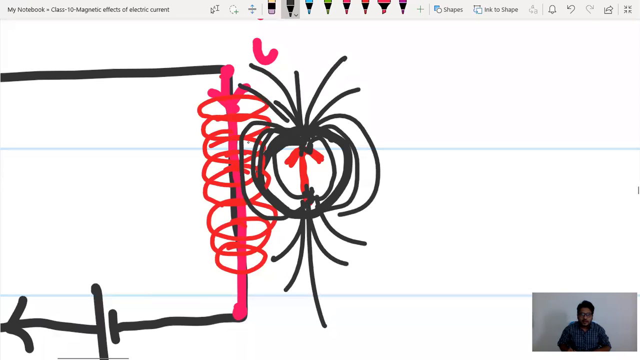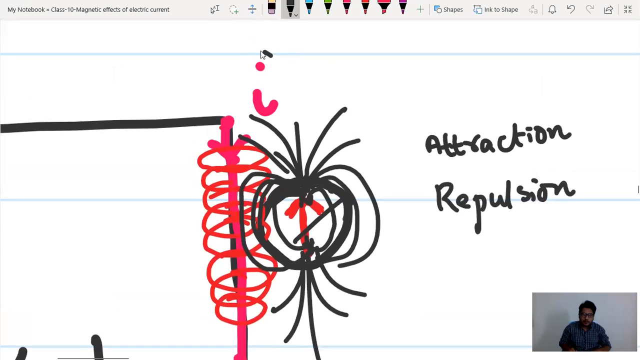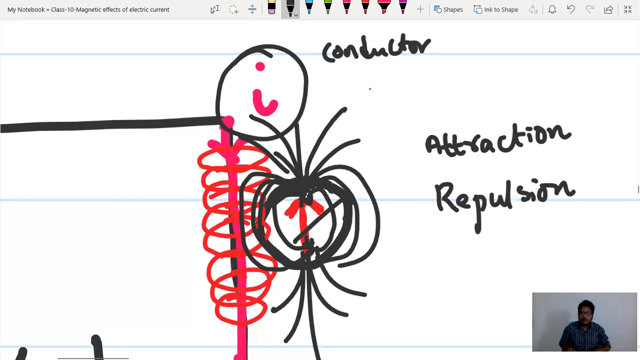Now you see, this red color is magnetic field of conductor. These black color lines, magnetic field of magnetic needle. Now there are lines intersecting, right? But lines will never intersect. Because of that, what will happen? This will deflect. Simply to say, there will be either attraction or repulsion. So simply to say, while you are passing current through this conductor, it is becoming magnet.